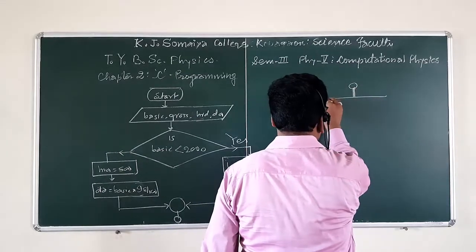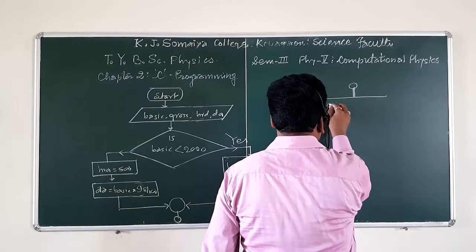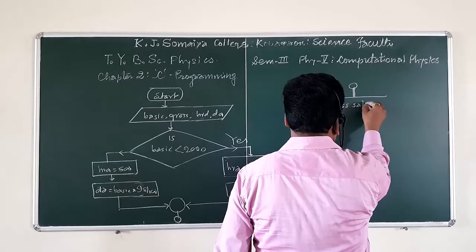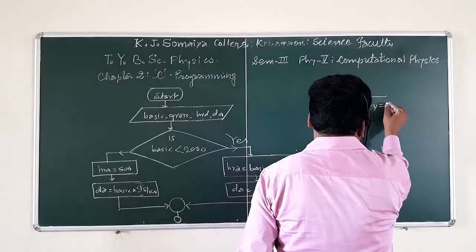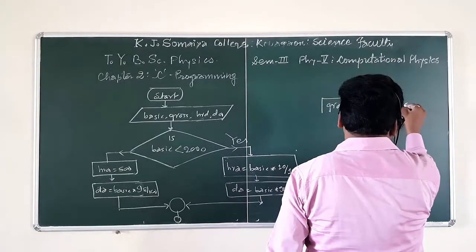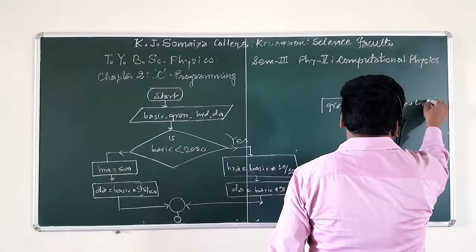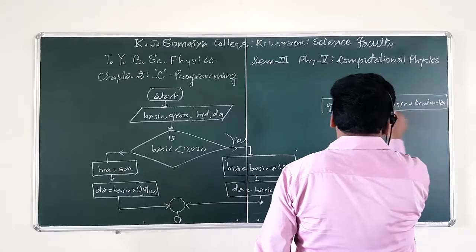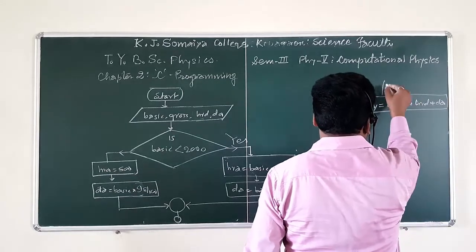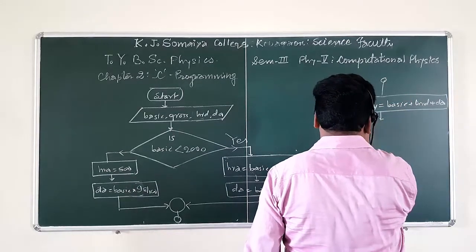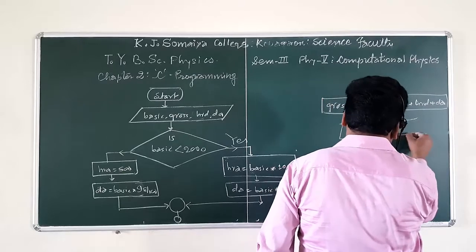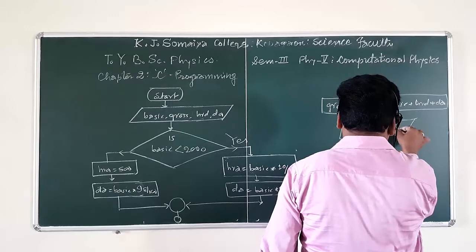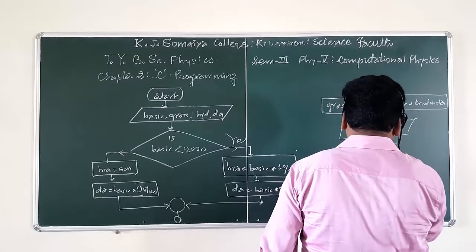Use the formula: gross salary is equal to basic plus HRA plus DA. And print gross and then stop.